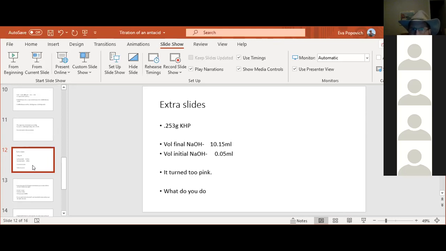Yeah. Good? All right. We have 0.253 grams of KHP. Again, KHP stands for potassium hydrogen phthalate, not potassium hydrogen phosphorus. So the molecular weight is going to be 204.22 and not 71. So I started off with a volume of 0.05 milliliters of NaOH. My final volume was 10.15. It was too pink.